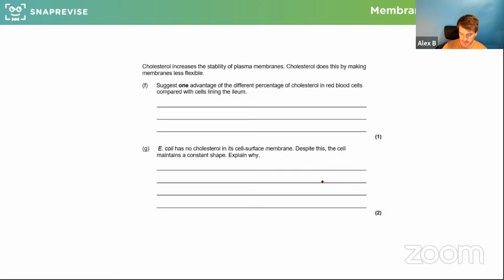Let's look at the next question. It says, cholesterol increases the stability of a plasma membrane. Cholesterol does this by making membranes less flexible. Suggest one advantage of the different percentages of cholesterol in red blood cells compared with cells in the ileum. So hopefully you've got that.